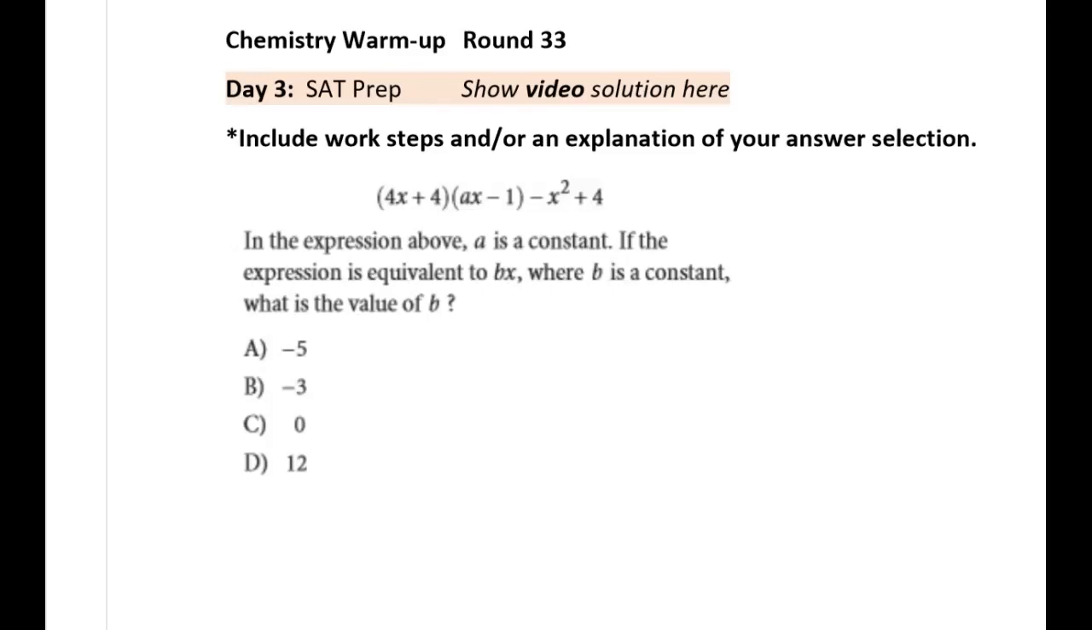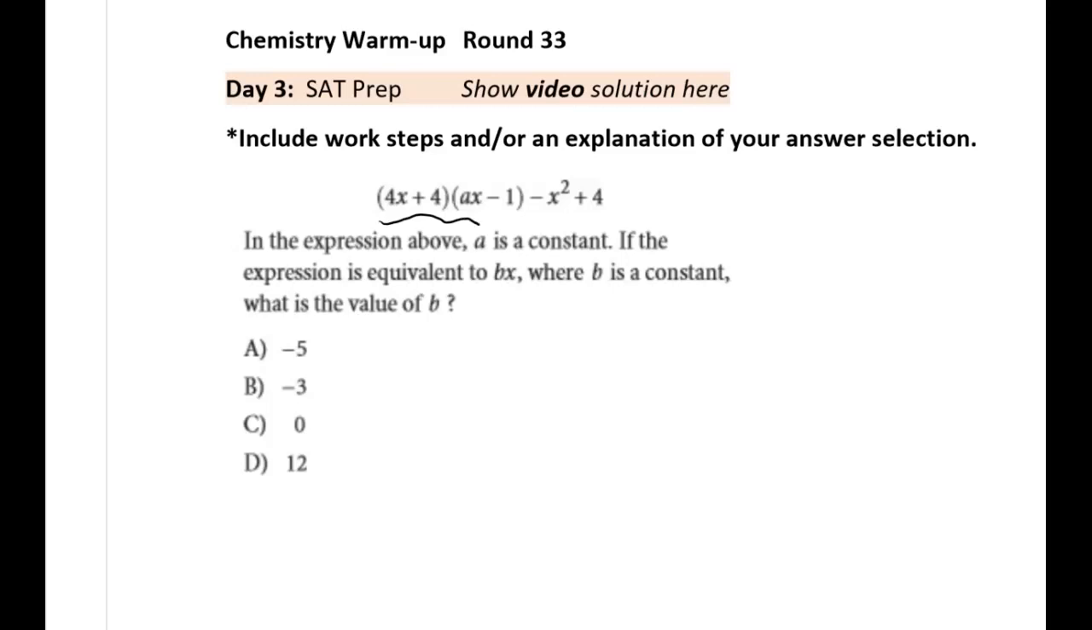Here's the answer for the round 33, day 3 bell work. Here is an algebraic expression. A is a constant. If the expression is equal to bx and b is a constant, what is the value of b? Looks like some simplifying on this would be helpful.